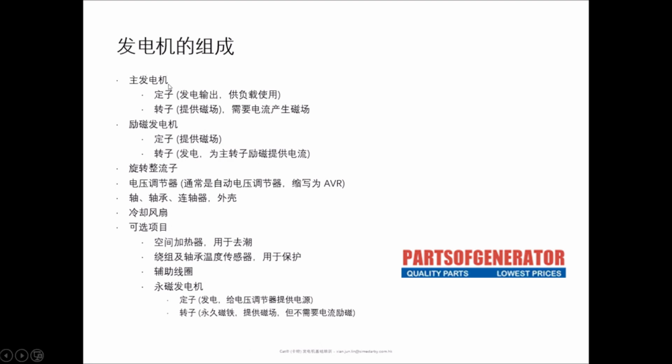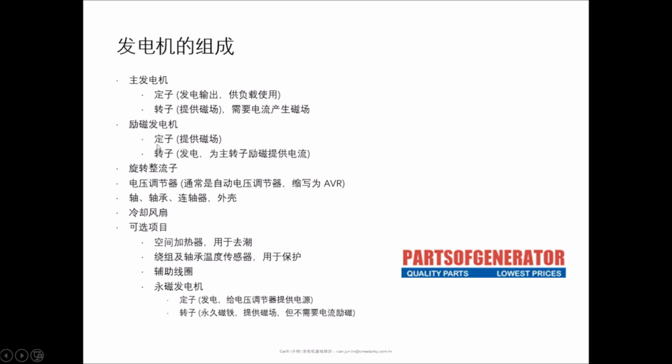On this page, we list all the parts that a generator may have. Let's see which ones there are. The first one, of course, is the main generator. The electricity generated by this main generator is what we need and is used by the load. Its rotor provides the magnetic field. The rotor has a magnetic field and the stator can generate electricity.